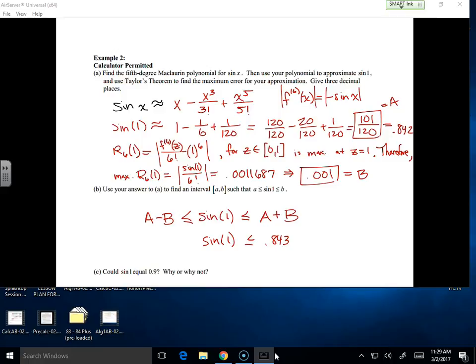Not the sine of 1, 1. Still 0.842. Still 0.842. Oh, that's true. We can round to 3 decimal places.